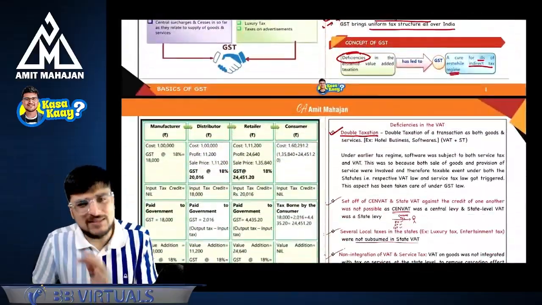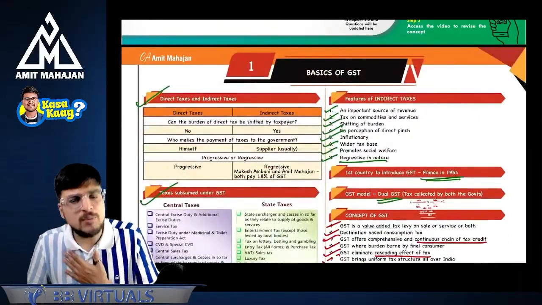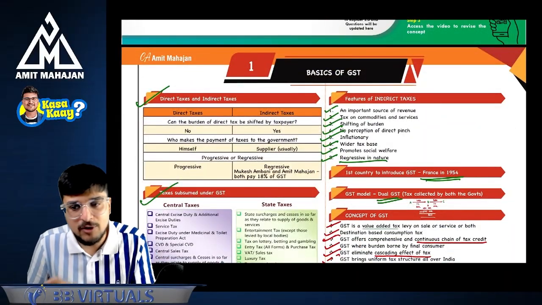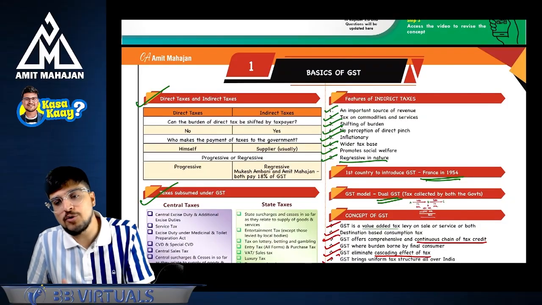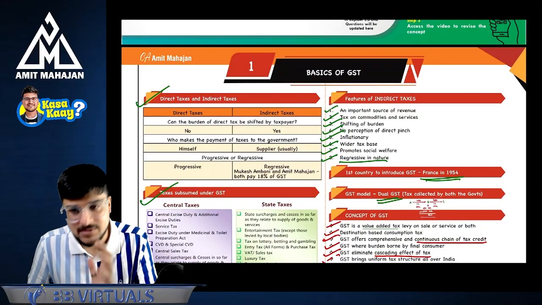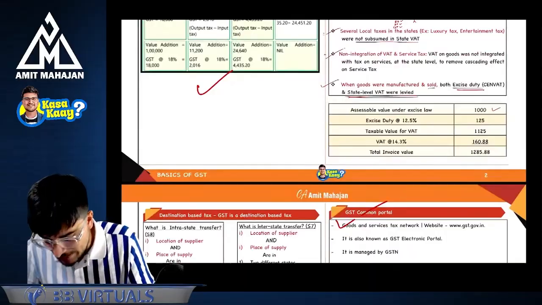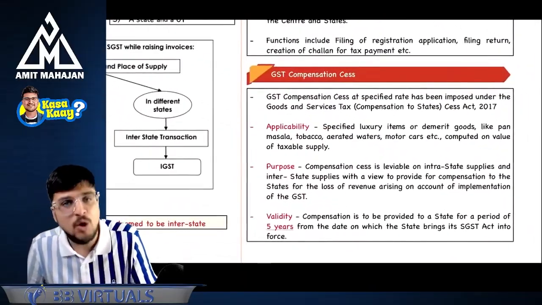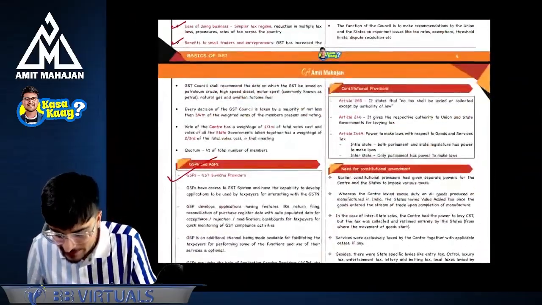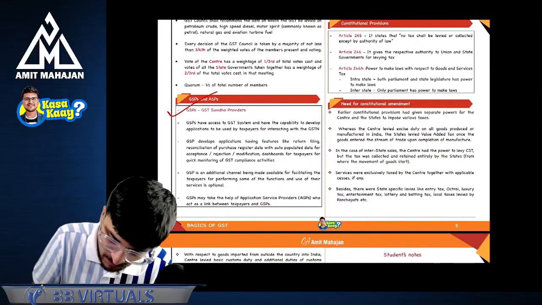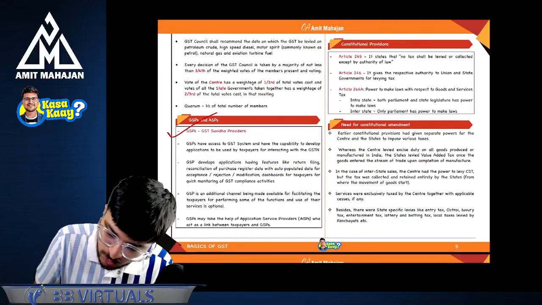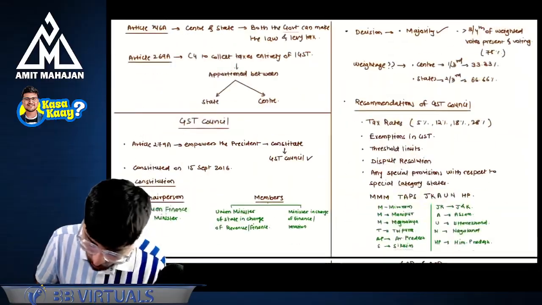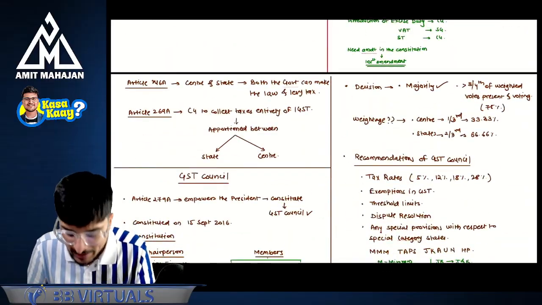You just need to read the theory once, and I will tell you at the end which questions are very important according to me. You can do those questions for the exams. So two points are left. Number one, what GST compensation says. And the last part is the need for constitutional amendment and constitutional provisions. So let's start with this. I want you to read only this much, no need to read anything else.